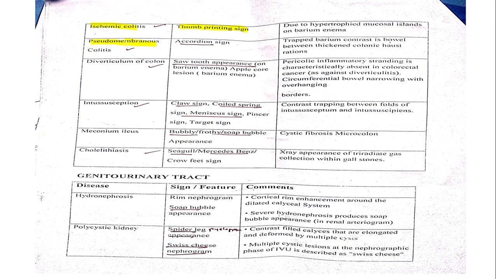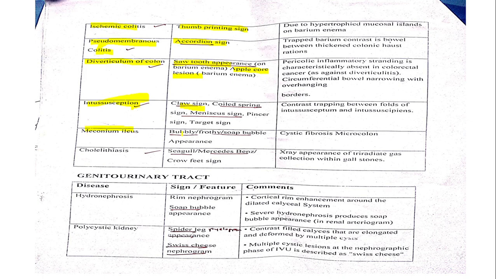Pseudomembranous colitis shows accordion sign. Diverticulosis of colon shows sawtooth appearance on barium enema and carcinoma shows apple core lesion in barium enema. Intussusception has claw sign, coil spring sign, meniscus sign, pincer sign and target sign. These signs of intussusception are important.